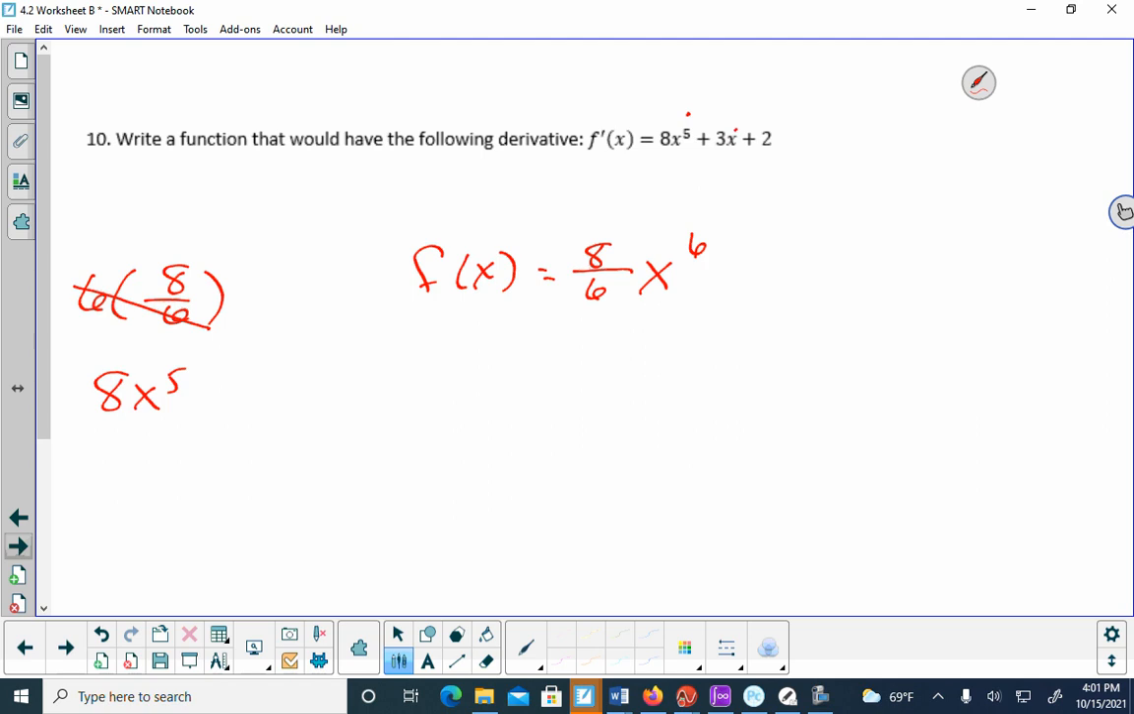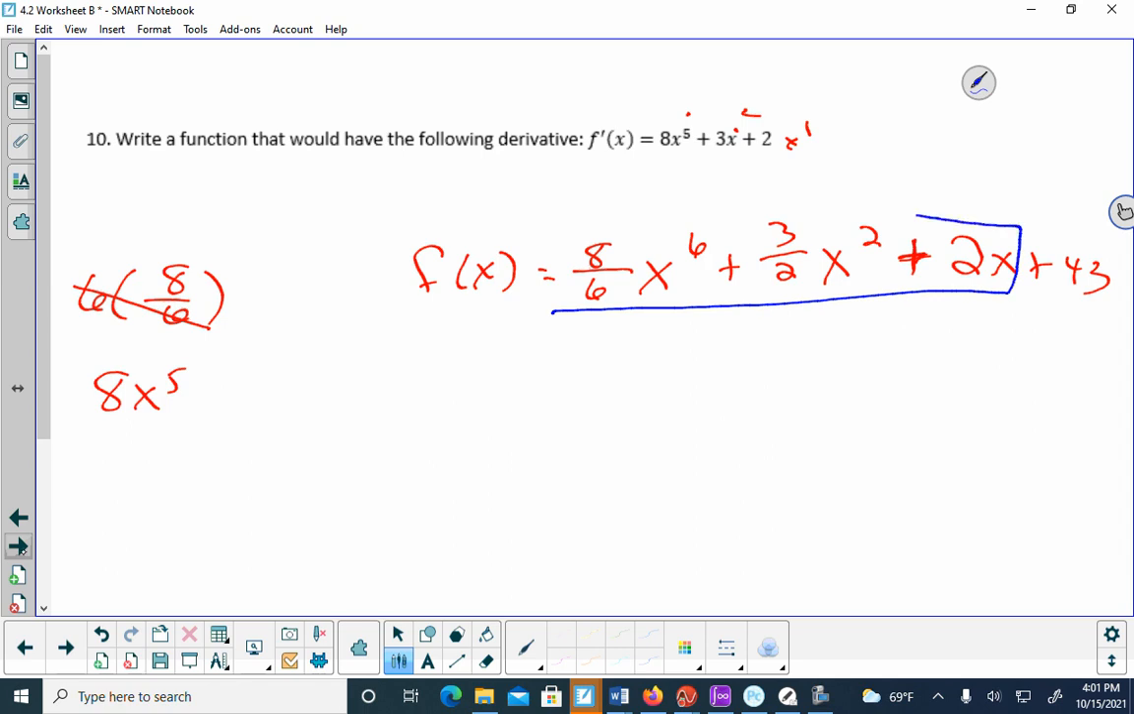So this original power was 2, so I'm going to have plus 3 halves x squared. And then the 2 had to be like x to the first, so plus 2x, and then any constant, it doesn't matter, I'll say 43, I don't know. So that's going to be one example. This part is going to be the same for everybody. This is what's going to change. So know that there are multiple answers for that.